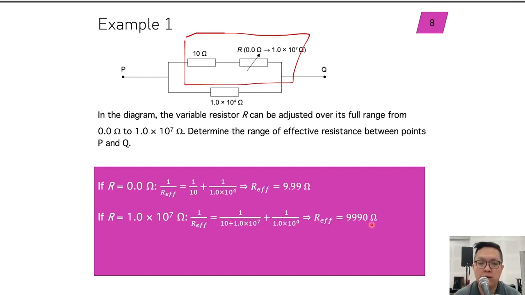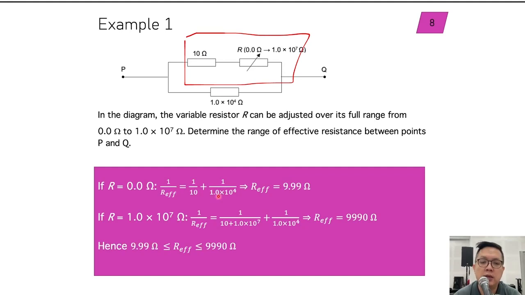I don't know if you realize it or not, the range is this one, 9.99 ohms to 9990 ohms. But that's for the first one, right? 9.99 ohms, this effective resistance must be smaller than the branch with the smallest resistance. So for the first case, where it's 0, the branch with the smallest resistance is the top, when it's just 10 ohms compared to 1 times 10 power 4 ohms. So the final answer must be less than 10 ohms.